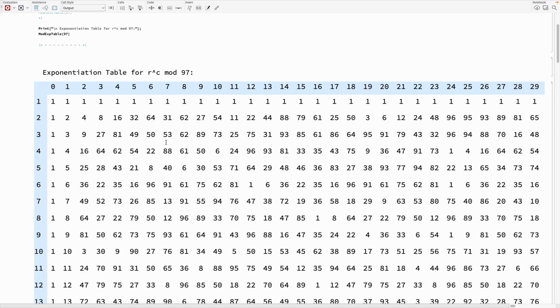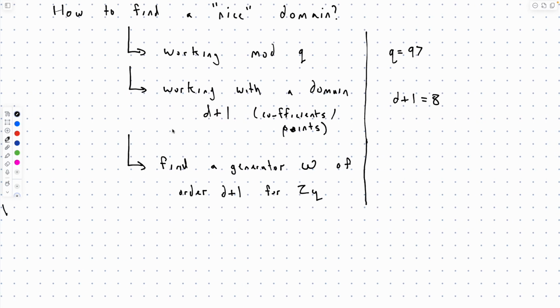So the order of the generator doesn't matter, it's just that it should include those numbers. No, I want a generator that has order d plus 1. So what I want is an omega equal to something. I don't know what that something is yet, and the order of omega is 8.